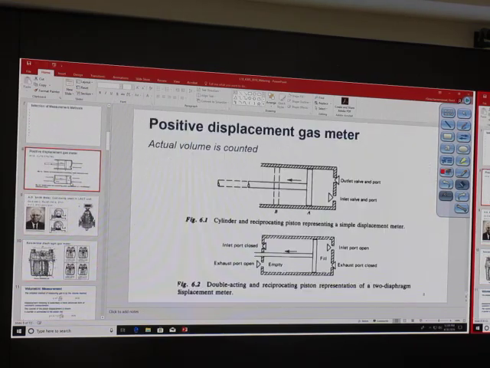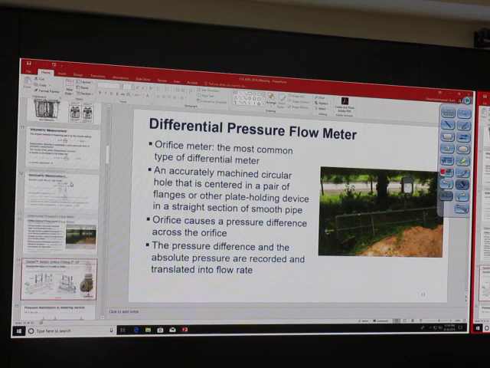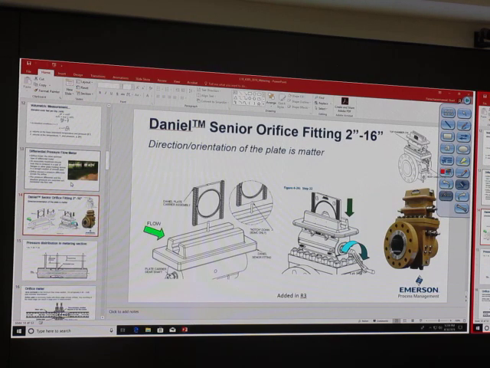Some of you didn't watch the video, but okay, if you watched the video, Daniel, senior fitting means there's a way that we can change the plate while we are flowing. If it is junior fitting, you have to stop the flow. Okay? That's that.